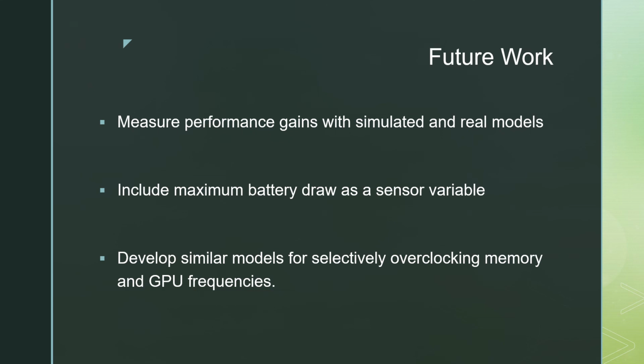Next, include more factors, including maximum battery draw, for example, as a sensor variable. And finally, to develop similar models for selectively overclocking memory and GPU frequencies. It should look about the same, but there could be more sensors and more considerations to include.